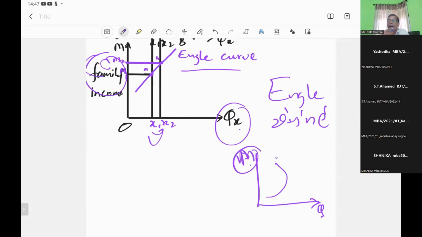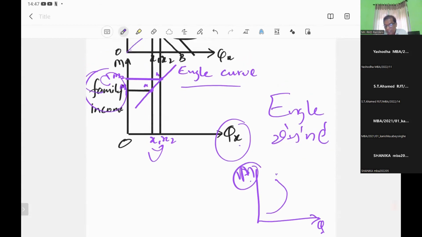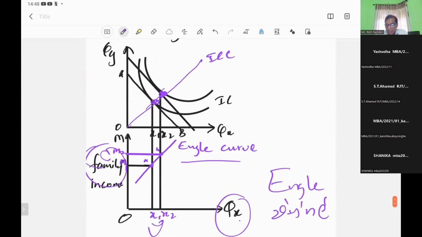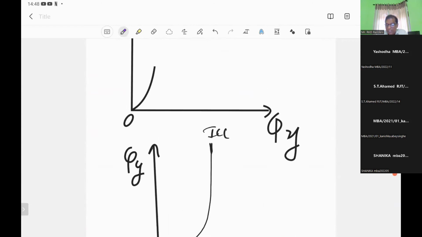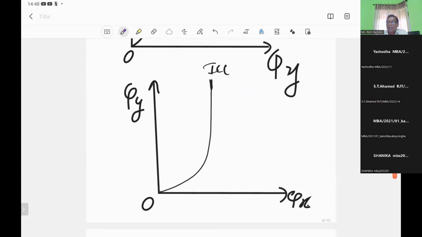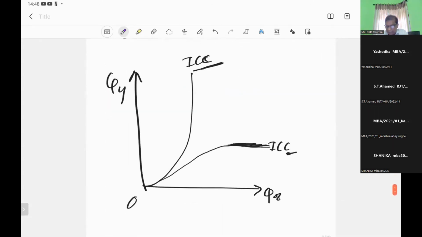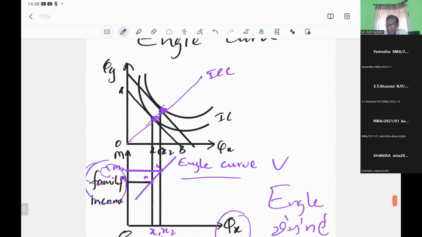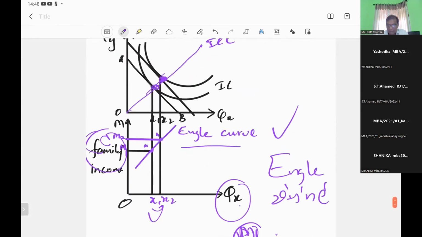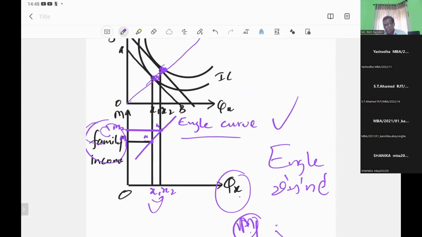Likewise, go to chapter 8. Engel curve. Just realize, right? You don't need to worry about it, but you have to realize what is ICC, how to derive the ICC, the shape of the ICC, and how to identify the commodity. Then you will better realize how to derive the Engel curve, and the relationship between the Engel curve, family income and the quantity demanded.